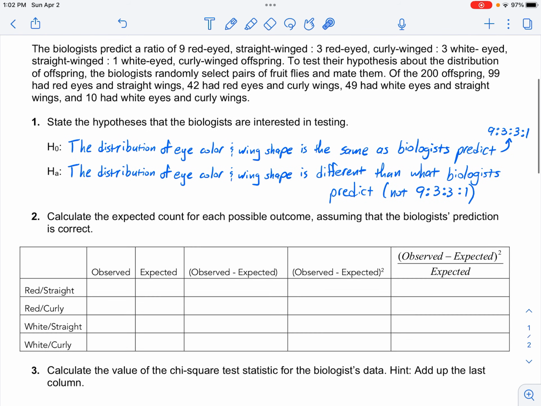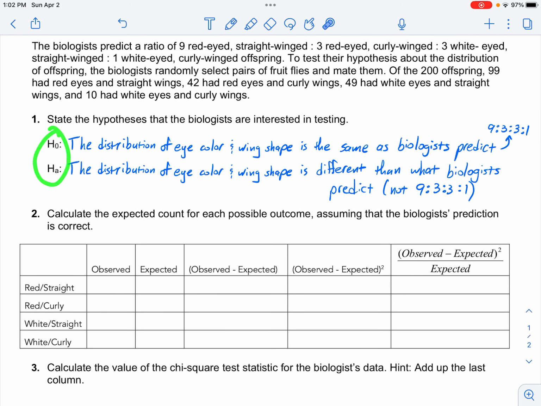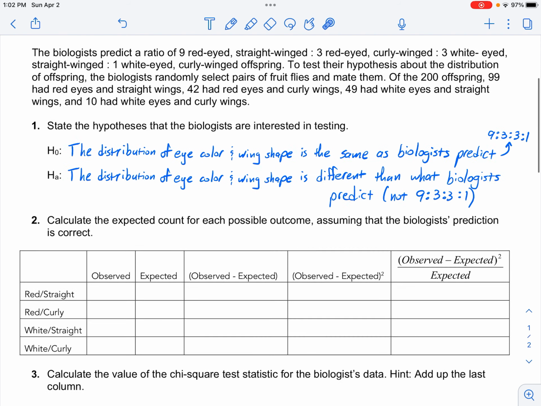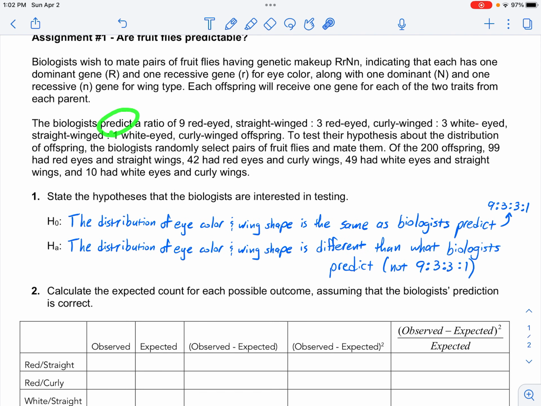Okay. So what are we testing? What is our null and alternative? So we're essentially testing what their prediction is. So the null is that they're right, that the distribution of the eye color and the wing shape is the same as they predict. And they're predicting 9 to 3 to 3 to 1. That's from right here, 9 to 3 to 3 to 1.